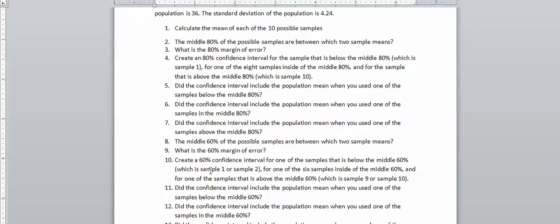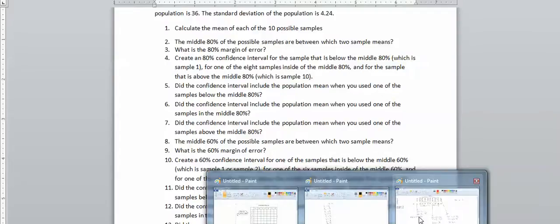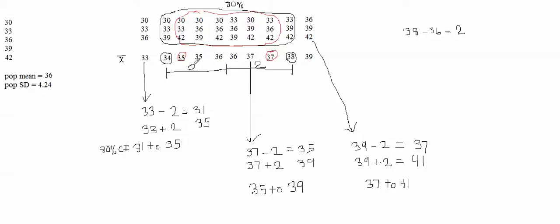So your answer to question 8 would be between which two sample means. Your answer to question 8 would be 35 and 37, because 60% of the possible samples are between those two sample means of 35 and 37. The next question asks you for the 60% margin of error.